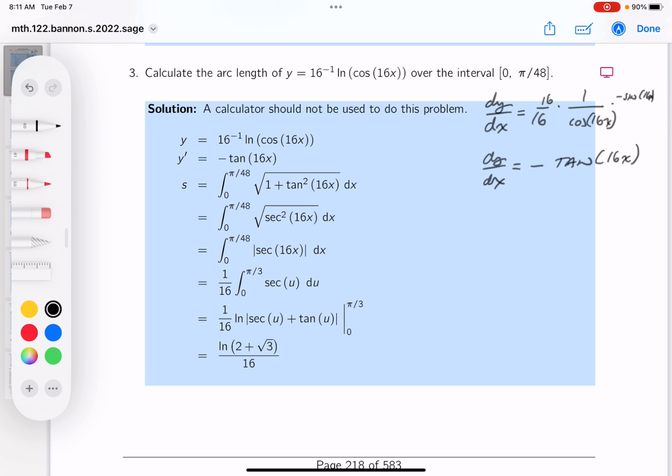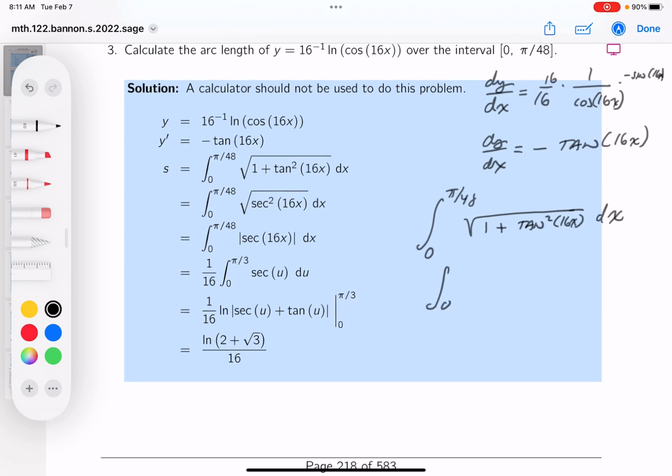Now I'm going to set my integral up. And it's going to be the arc length now. It's going to start at 0 and it's going to go to pi over 48. And what do I get over here? I get 1 plus, and let's be careful about this, we have to square that. So you get tangent squared of 16x dx. Well, that's recognizable. Now let's keep moving.